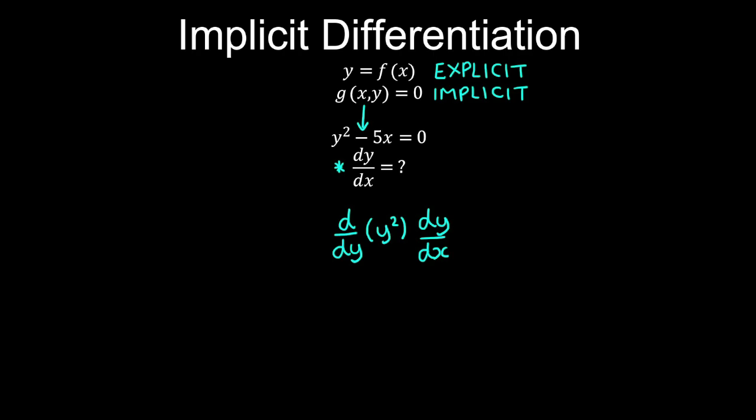So what we end up with is 2y dy/dx minus 5, which we'll put on the other side, so that will be equal to 5. And we divide through by 2y, and that gives the derivative of y with respect to x.